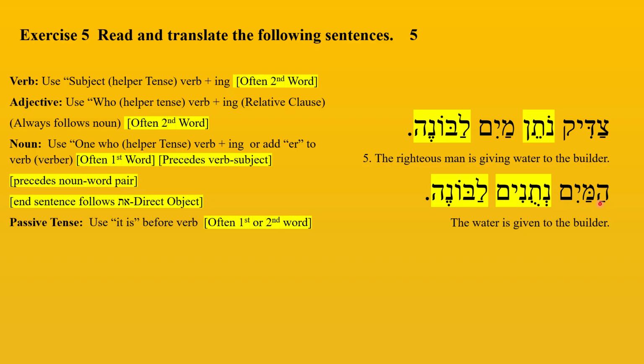So we begin with the subject, probably, yeah, the water. So that makes this possibly the passive verb. So the water is given to the builder, or the one who is building. Again, active participle, the one who's building. And as we're doing all of these things, I mostly want you to recognize what parts of speech they are and how to see it.